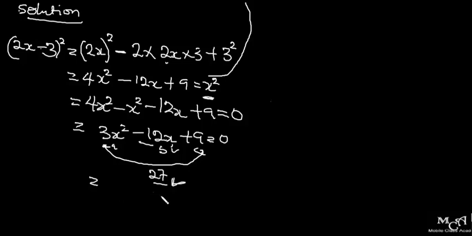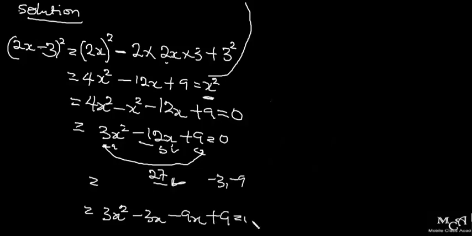So let's substitute the value we have. We have minus 3 and minus 9. So if we substitute that, we have 3x squared minus 3x minus 9x plus 9 equals 0. Please don't forget we are equating to 0 at this stage. From here, what do we do? We group this equation into 2. So if we group them into 2, what do we have in common?